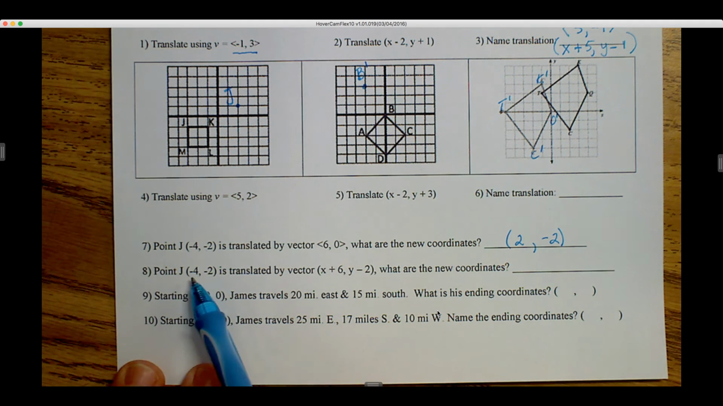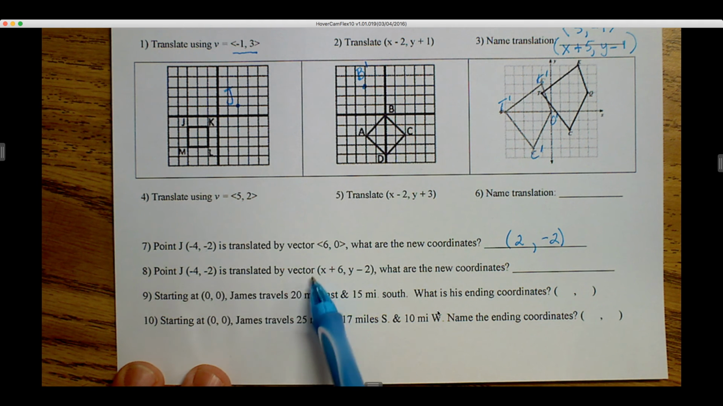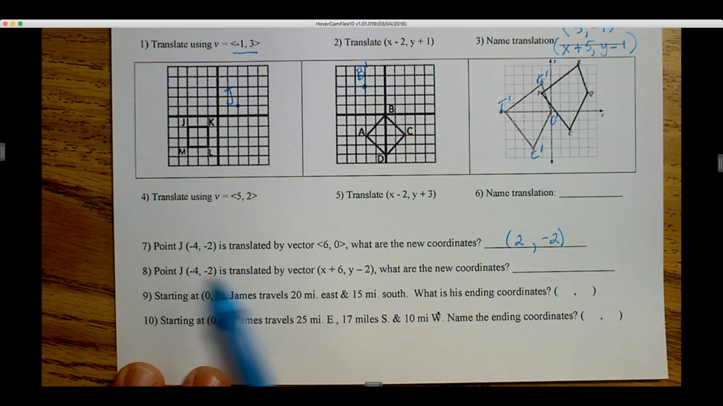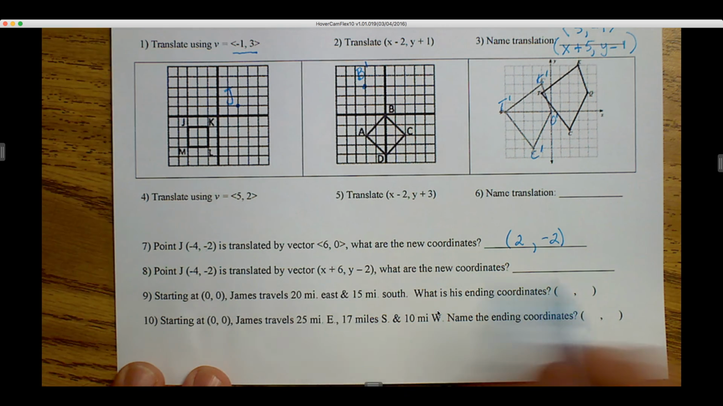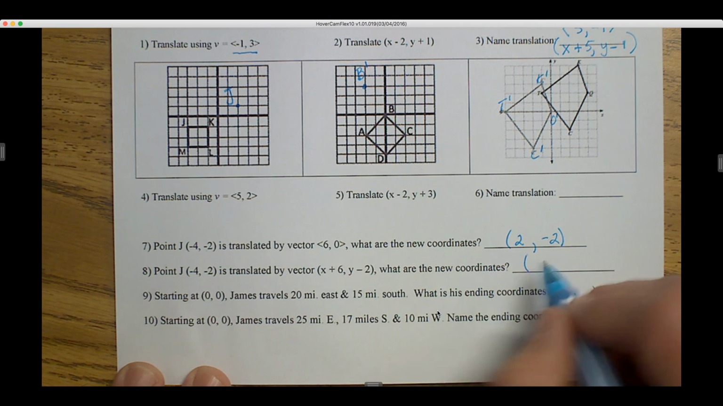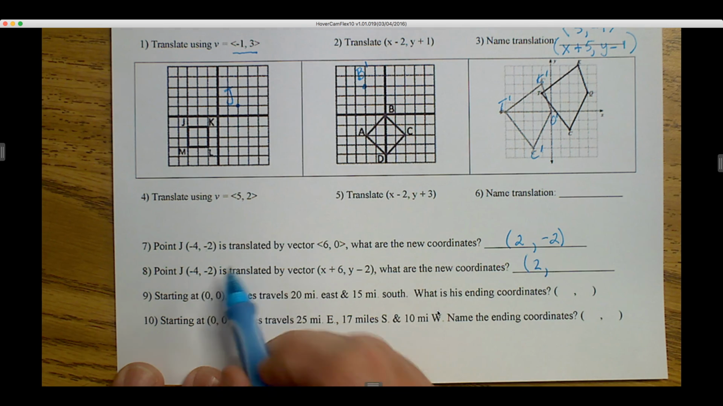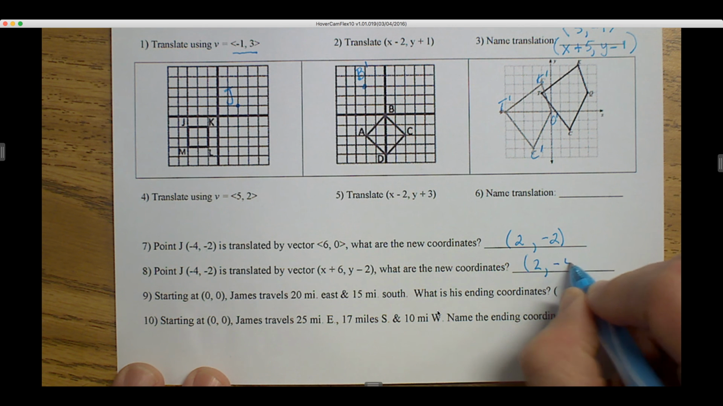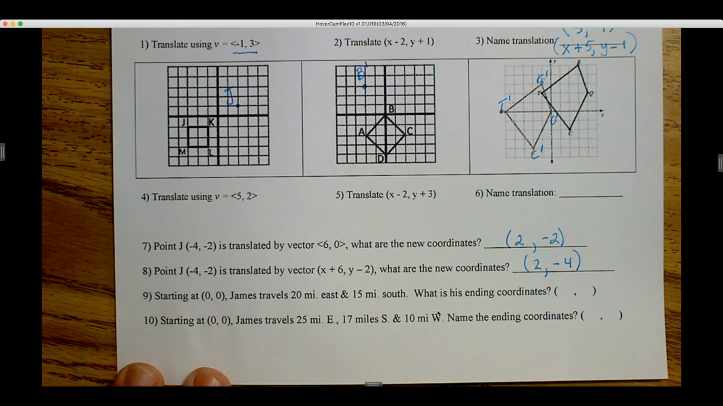If we're at -4, -2, and it's translated by a vector of x plus 6, y minus 2, well, we notice that the x plus 6 is similar to up top. So again, -4 plus 6 would be +2. -2 and another -2, that would make it -4.